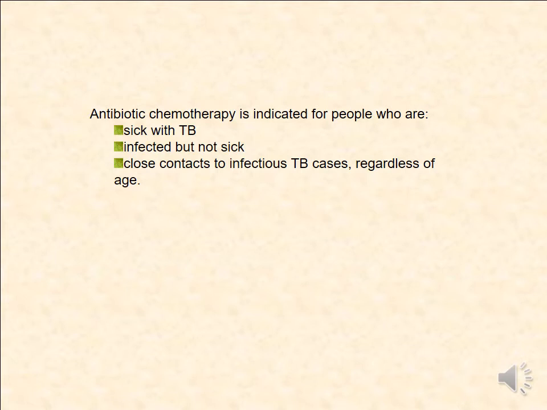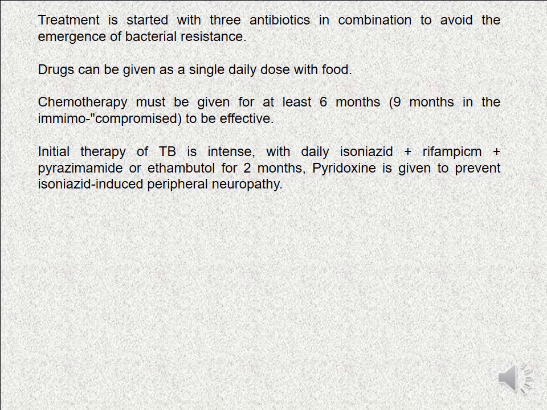Antibiotic chemotherapy is indicated for people who are sick with tuberculosis, infected but not sick, and close contacts of infected tuberculosis cases regardless of age. Treatment is started with 3 antibiotics. Triple antibiotics are given for tuberculosis in combination to avoid the emergence of bacterial resistance, due to the high resistance from a single antibiotic. So the triple antibiotic is very important for the treatment of tuberculosis.